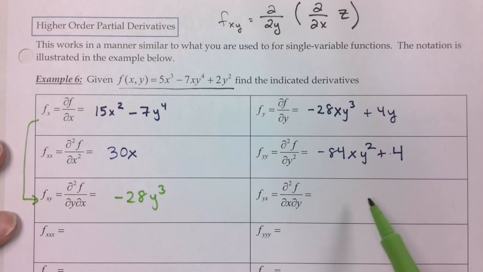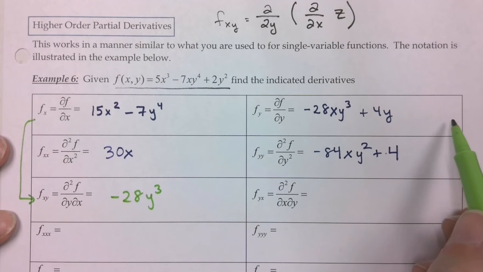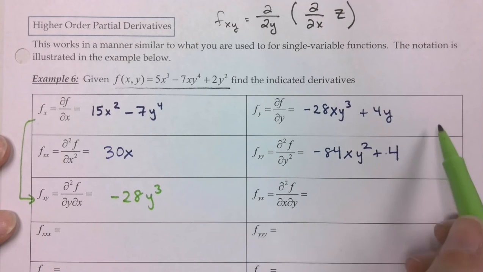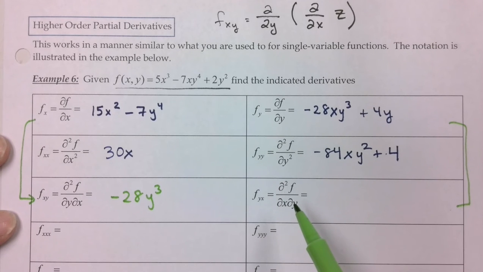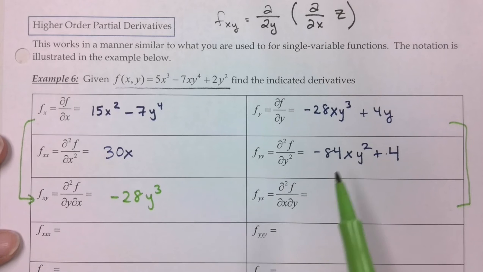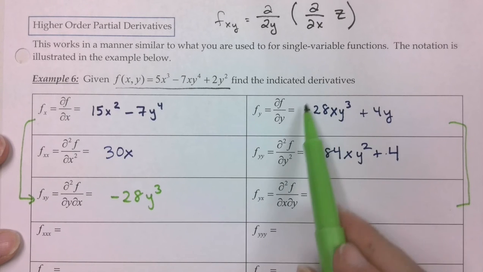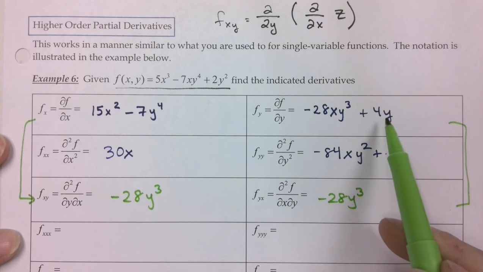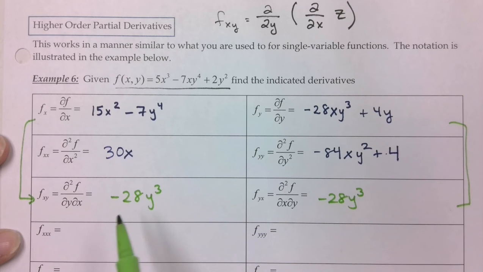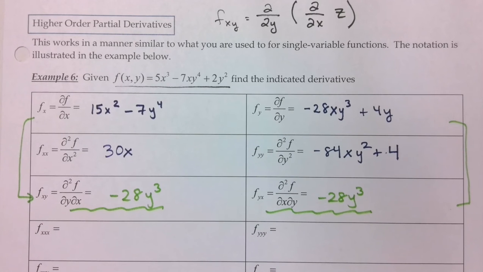All right, what if we want to go yx? So take the derivative with respect to y and then take x afterwards. So that takes this part, f_y, and now I take the derivative of that with respect to x. So the derivative of this with respect to x is negative 28y cubed, and the derivative of this with respect to x is 0 because there's no x in that term. Hey, they're equal to each other. Interesting.